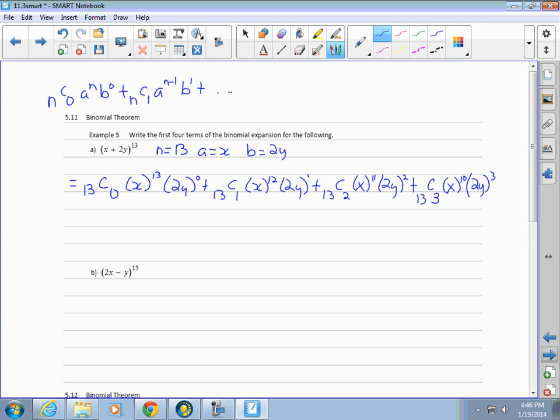Okay, and I didn't calculate these out. You can do those in your calculator quick enough to find 13 choose 0 and 13 choose 1. So 13 choose 0 is just going to be 1, 13 choose 1 is 13, and so on. Okay?